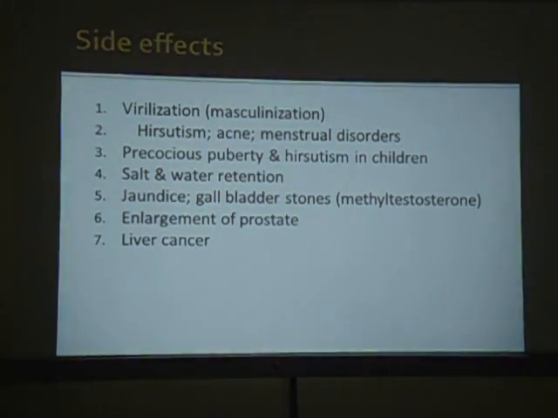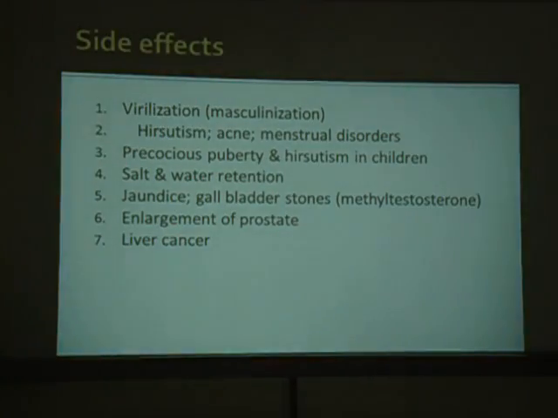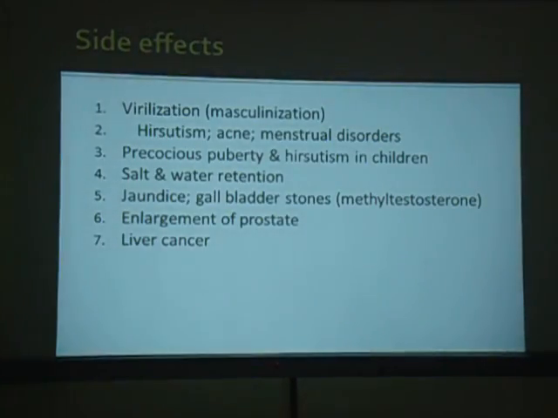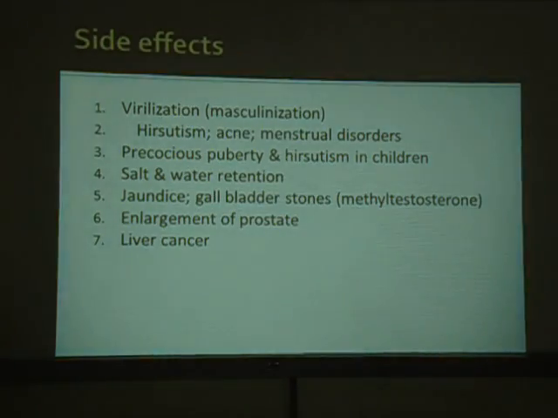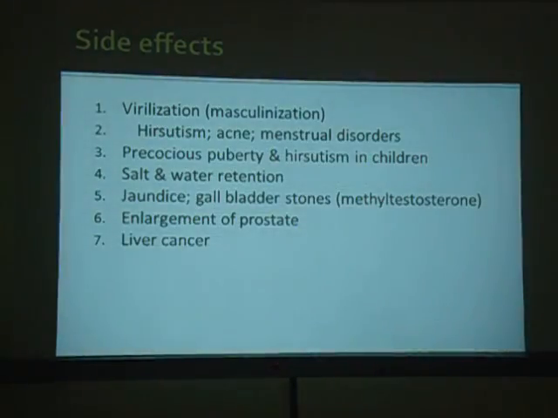So what may be the side effects of this group of drugs, androgens? What will be the side effects? One is what you saw, that it is contraindicated in male breast cancers. What else? Hirsutism, acne, menstrual disorders. If it is used in children, it can lead to precocious puberty, hirsutism, salt and water retention, enlargement of the prostate, and it can also lead to cancerous conditions.